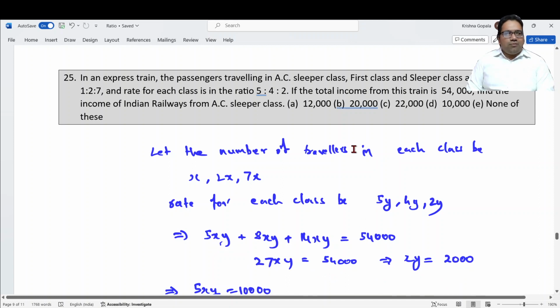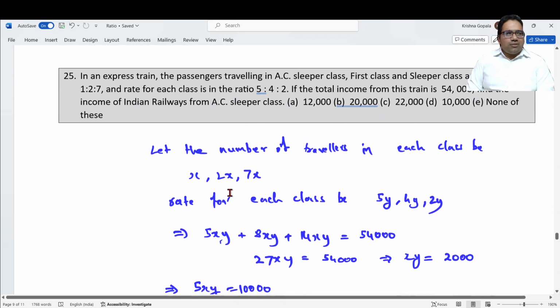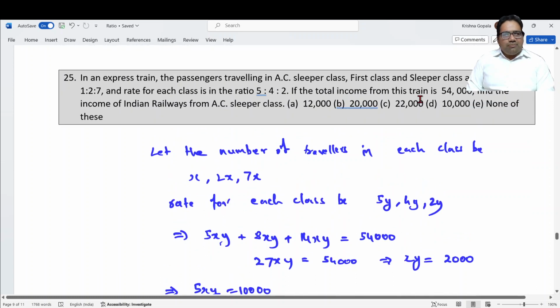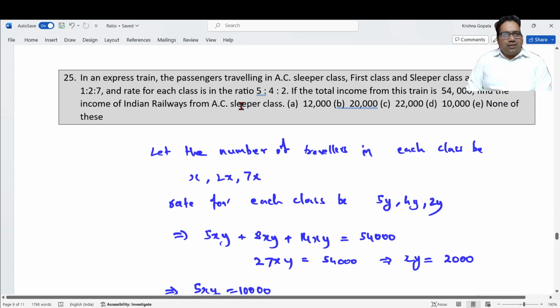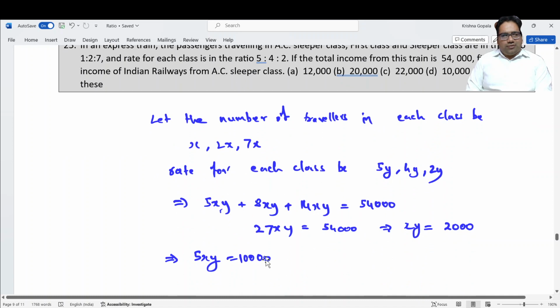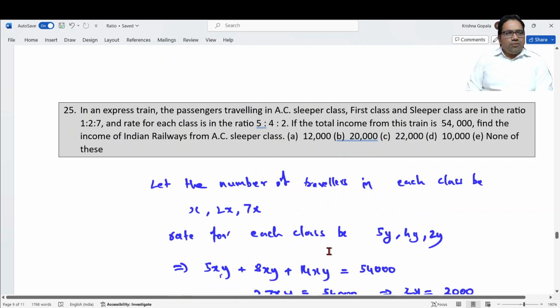Right. We don't need to know what x is, what y is independently. We just need to know what xy is, because from sleeper class, the amount that we get is 5xy. We don't independently need to know x or y. Since we know xy, 5xy is what comes from the sleeper class, which is equal to 10,000, 5 into 2000. We don't necessarily need to know how many travelers there are, or what exactly the rate of each ticket is. But still we are able to calculate the total income coming from the sleeper class.